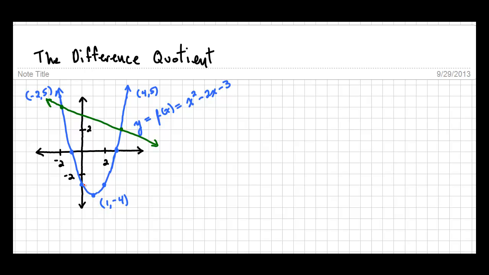So let's pick 2 particular points on our function. By the way, our function is f of x equals x squared minus 2x minus 3. The 2 points I'm picking are the point 0, negative 3, and the point 3, 0. I chose those just because it's going to be pretty easy to calculate. And we can draw a secant line through there.